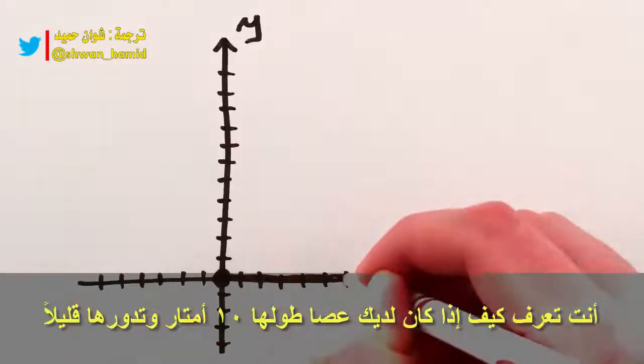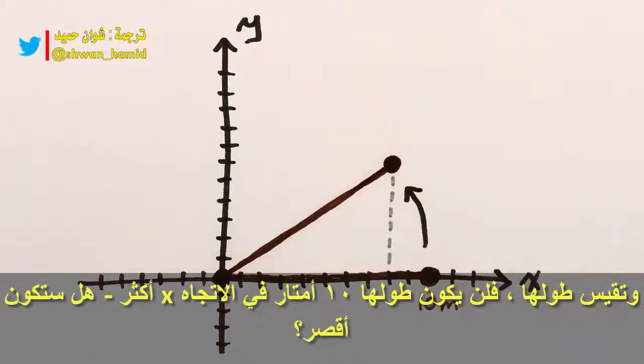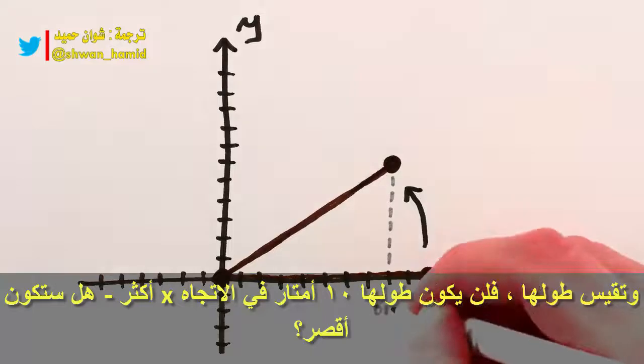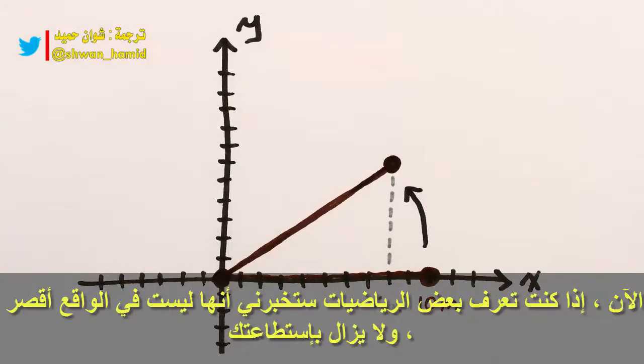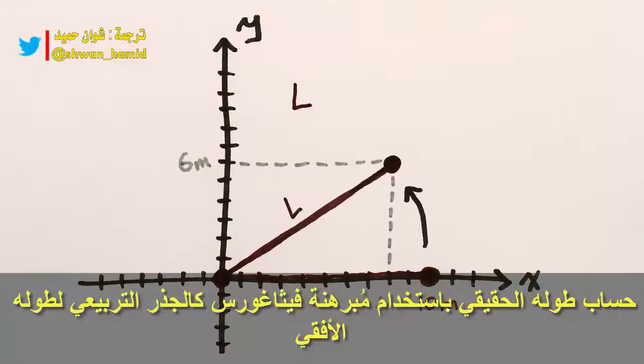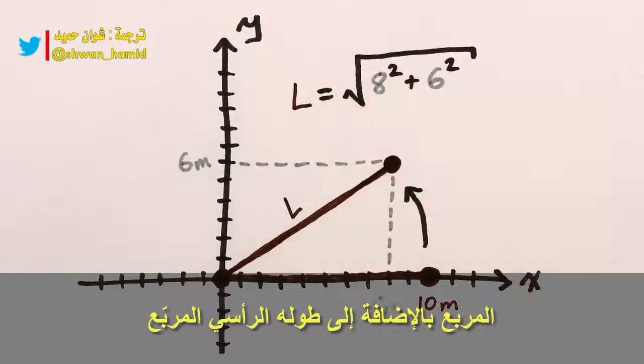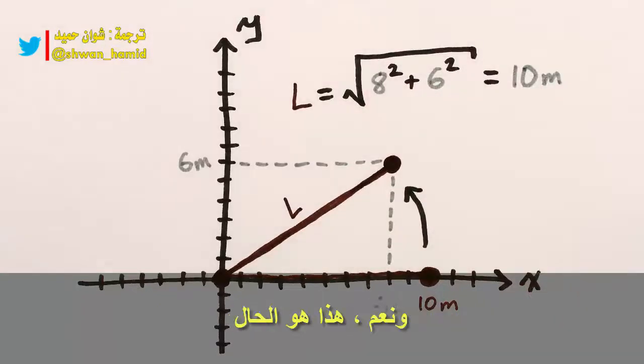You know how if you have a stick that's 10 meters long and you rotate it slightly and measure its length, it won't be 10 meters long in the x direction anymore? It'll be shorter? Now, if you know some math, you'll tell me it's not actually shorter, and you can still calculate its true length using the Pythagorean theorem as the square root of its horizontal length squared plus its vertical length squared. And yes, this is the case.